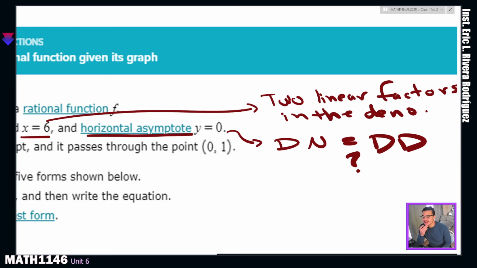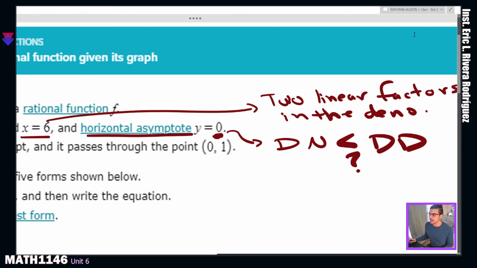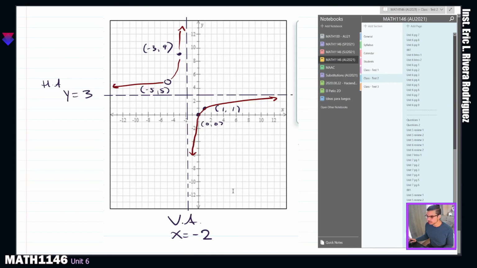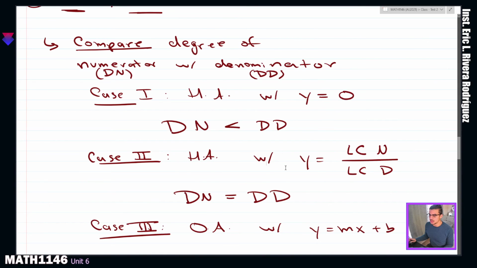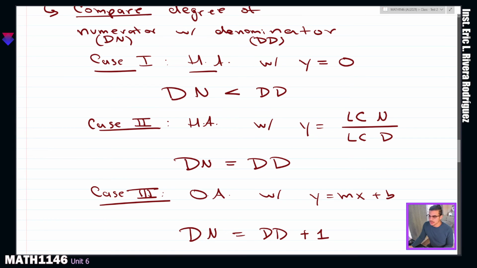Amanda, the degree of the numerator has to be less than the degree of the denominator because y is equal to 0. Let's review the cases. Case number 1, horizontal asymptote y equals 0, degree of the numerator is less than degree of the denominator.